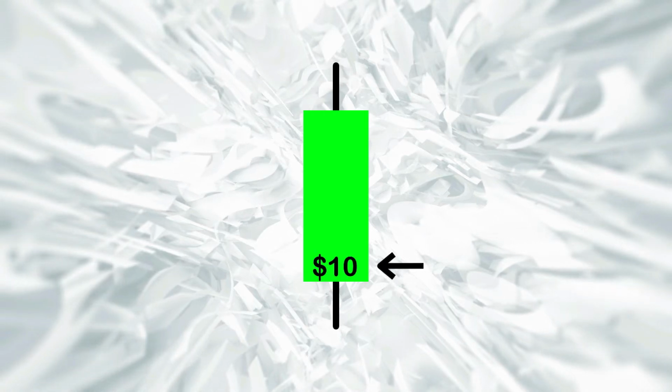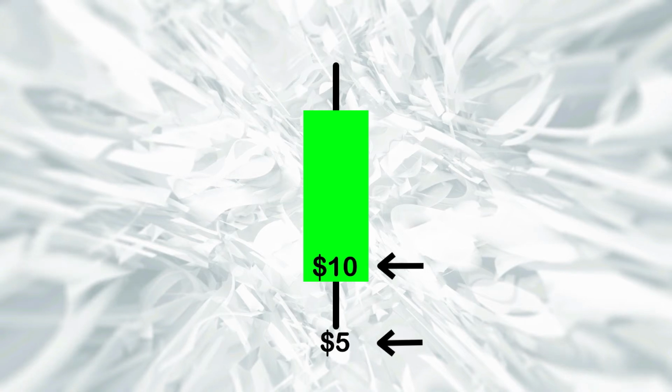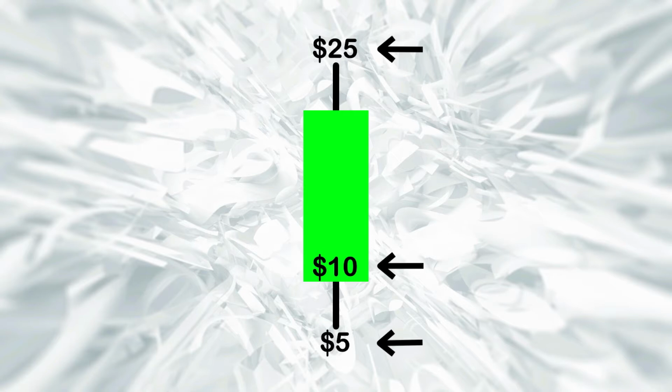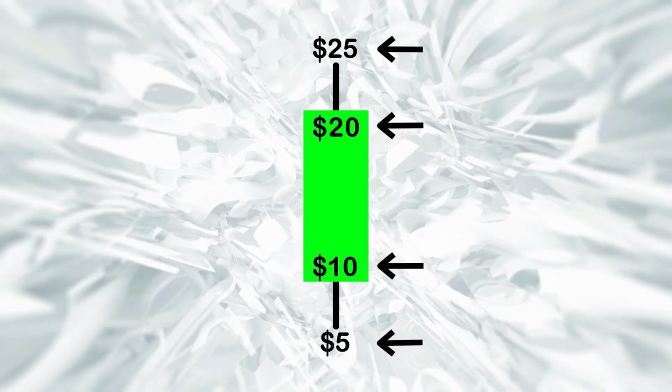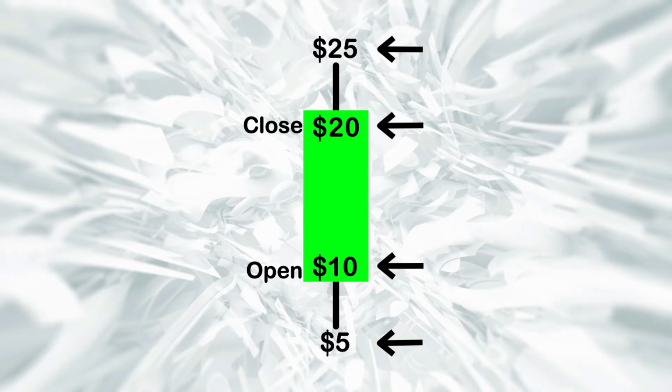Wicks are great for finding strong levels of support and resistance. Looking at this candle, we can know that it opened here at, let's say, $10 and fell as low as here at, let's say, $5. Then it rose as high as here at, let's say, $25 before coming back down and closing here, which we'll say is $20. We know that the open was here and the close was here because this candle is green.